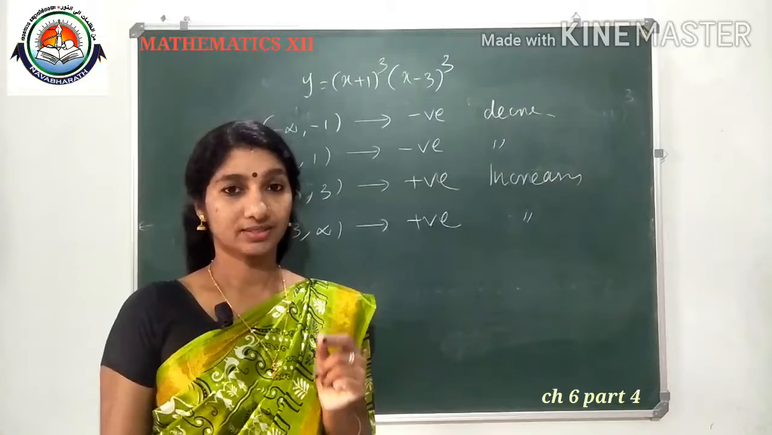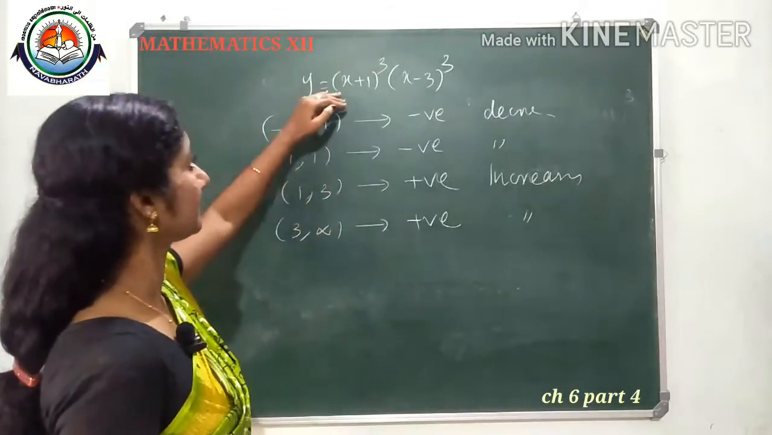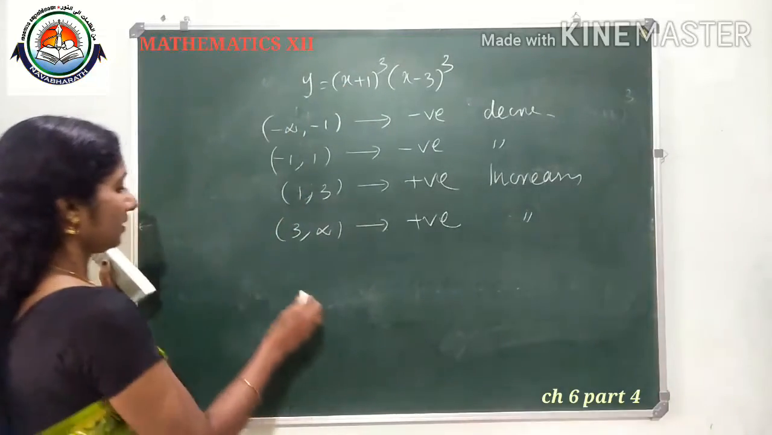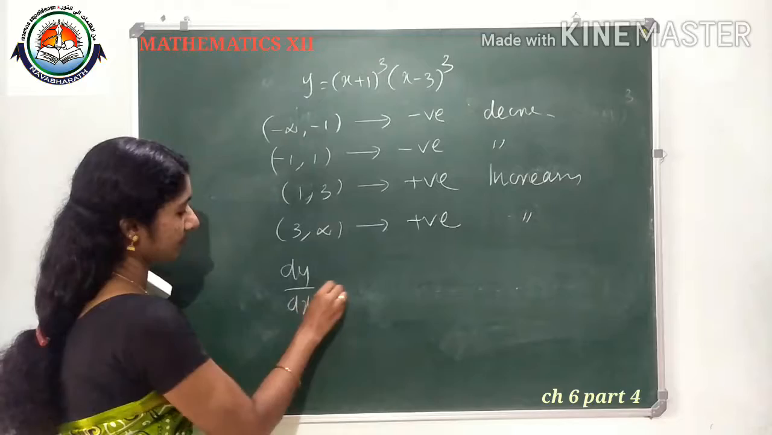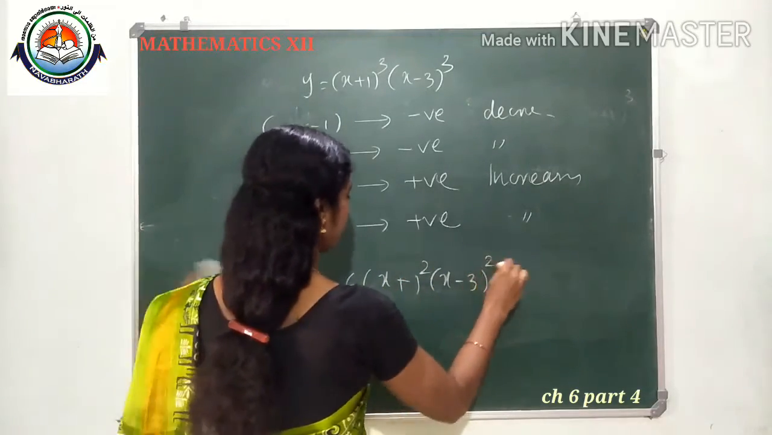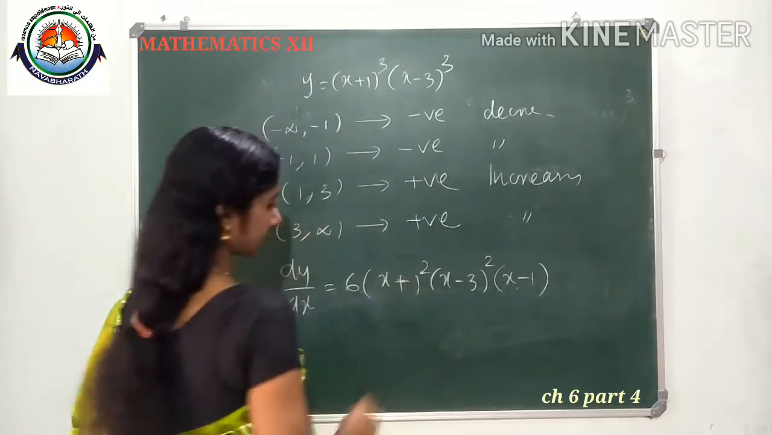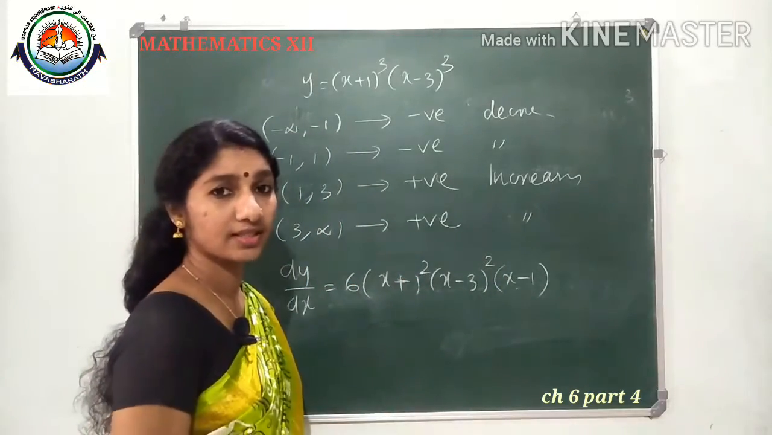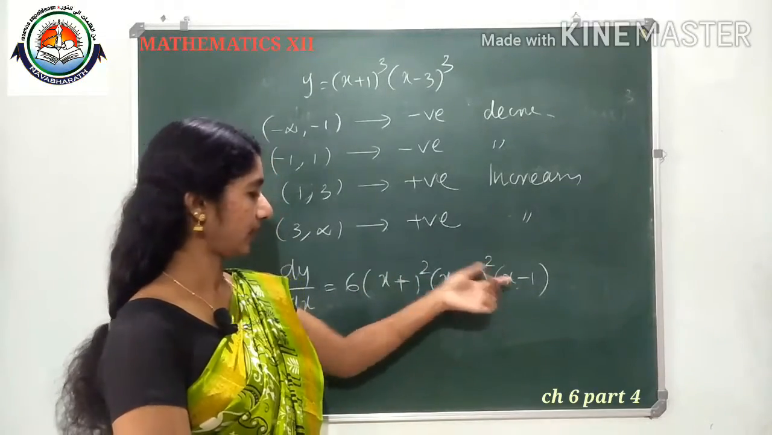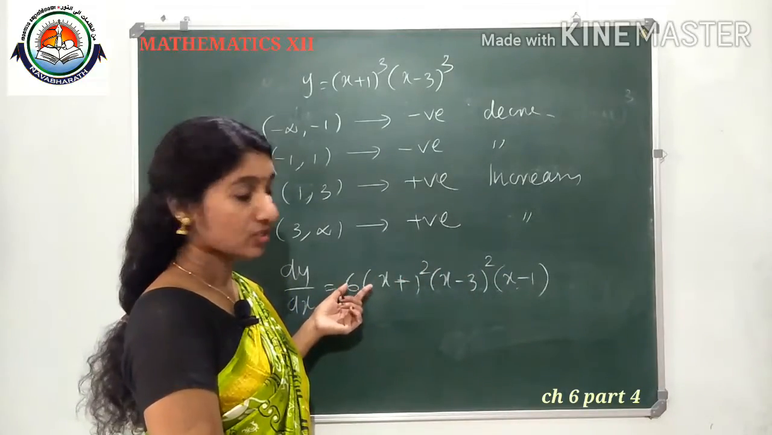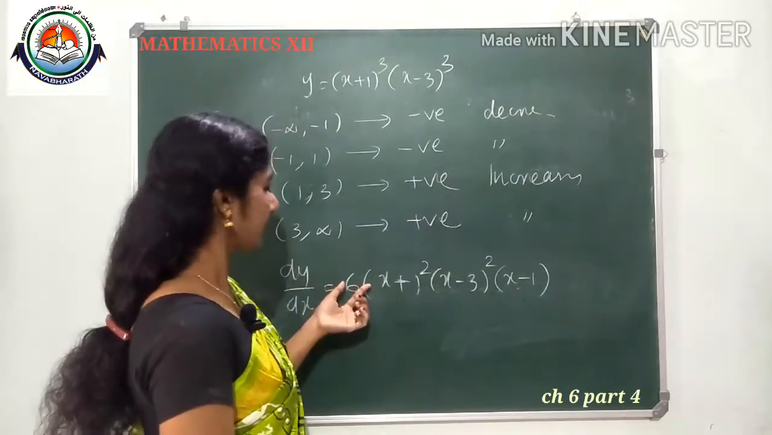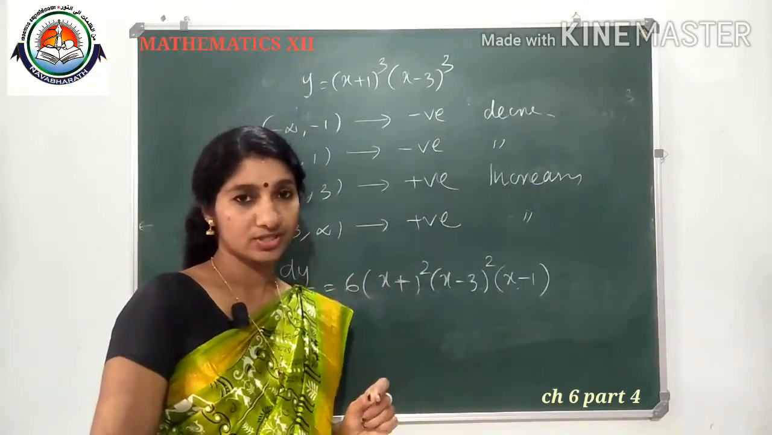And I told one shortcut for how to check whether it is increasing or decreasing by looking at the coefficient. dy by dx we got as 6 into (x plus 1) whole square into (x minus 3) whole square into (x minus 1). What is the coefficient of the highest degree term? x square into x square into x, x raised to 5. 6x raised to 5 is there. So 6 is positive, 6 is the coefficient of the highest degree term. So the highest degree term's coefficient is positive.